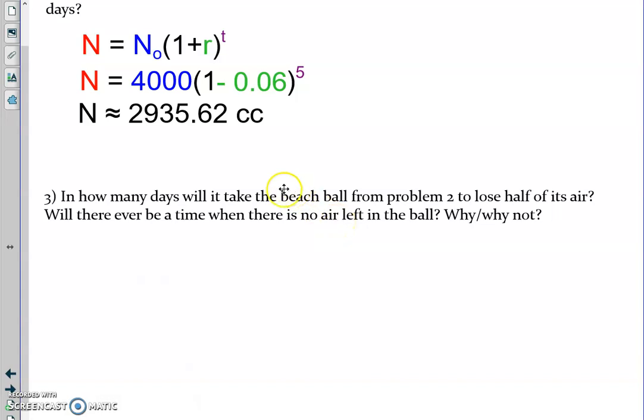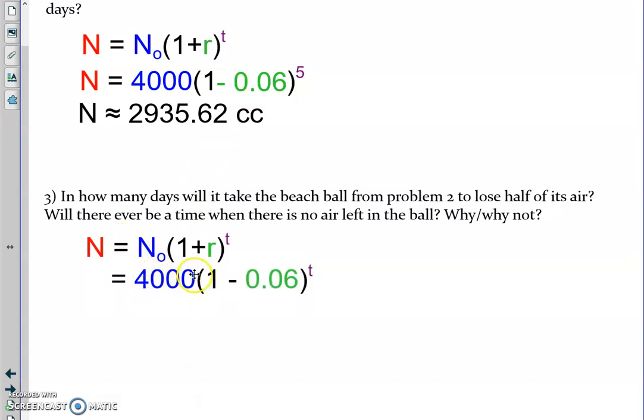So let's talk about this. This is a great example of exponential decay. It's not growing because the rate is negative. So this time I chose the same formula, but let's see what we filled in. Well, I know the initial amount was 4,000. I know that it's losing 6%, but I don't know the time. So this time I kept t as the variable.